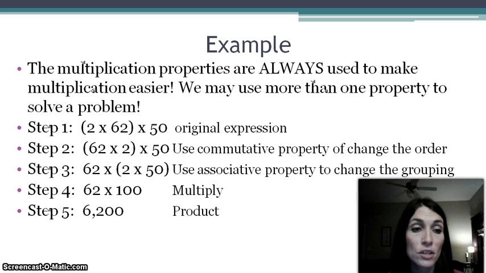So in our original expression, we have 2 times 62 in parentheses times 50. Now I could use the commutative property to change the order of the numbers to make it easier for me to solve. So I can move the 2 and 62 and change places. It would now be 62 times 2 in parentheses times 50. Then I could change where the parentheses are located using the associative property. I could group 2 times 50 together, which I know in my head is 100. And then I could multiply the 100 times 62 to get a final answer or product of 6,200.